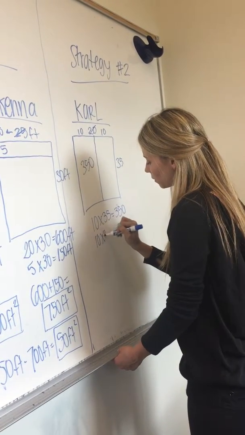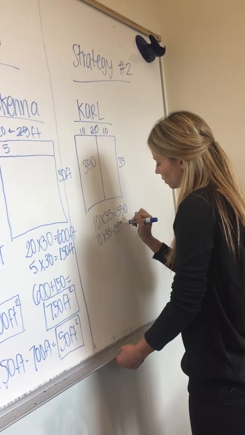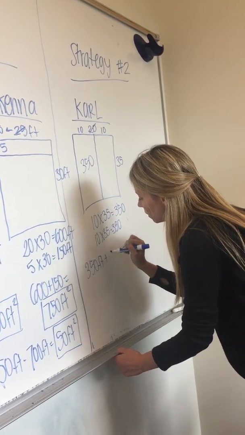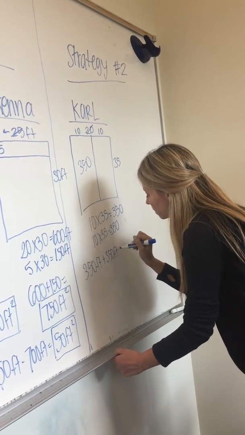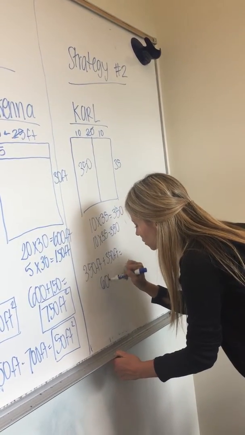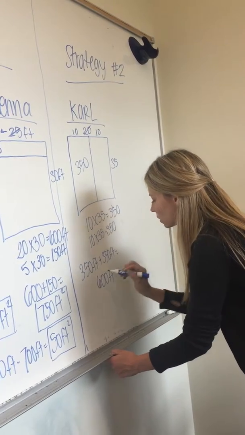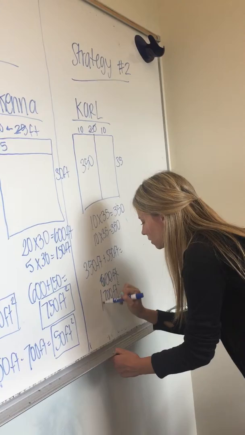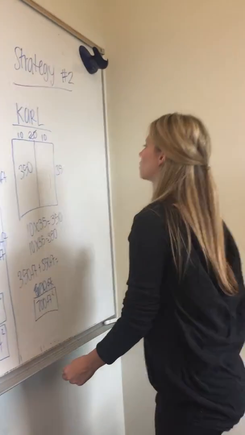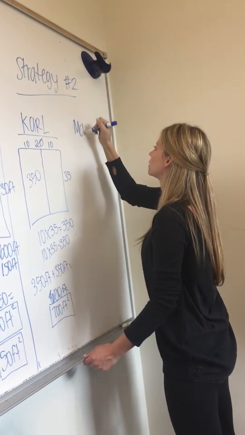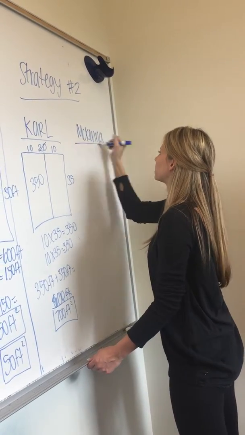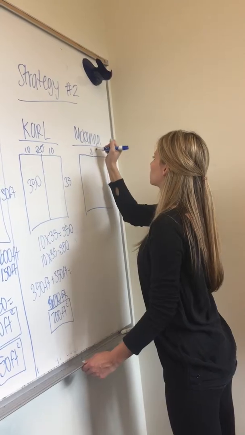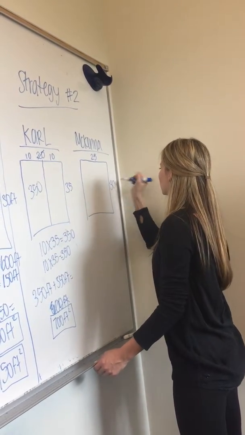So I do 10 by 35 to get 350 again, and then adding 350 feet plus 350 feet gives me a total of 700 feet squared for Carl's garden area. And then I look at McKenna's, and it's 25 by 30 feet.